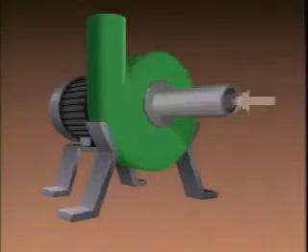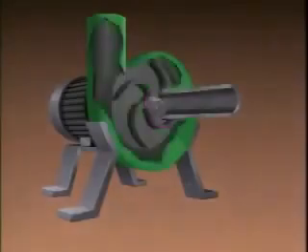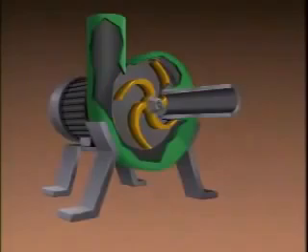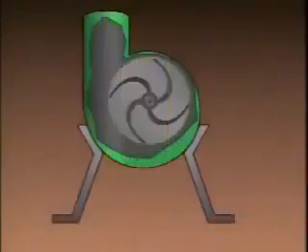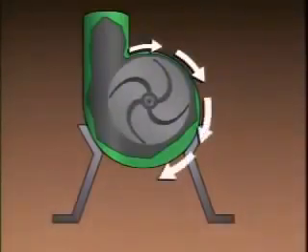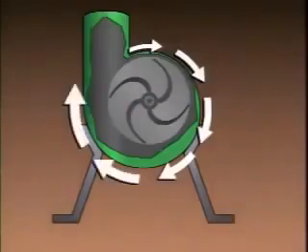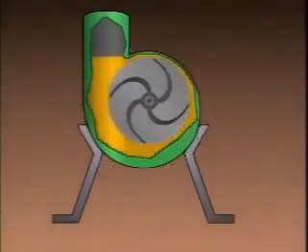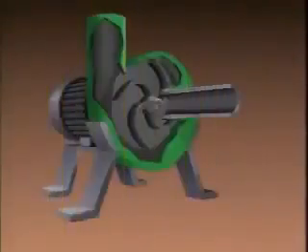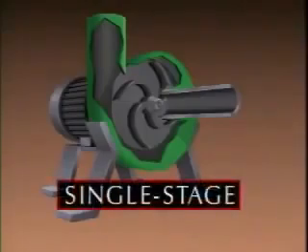All centrifugal pumps have an inlet, a casing, and an outlet. Inside the pump's casing is an impeller. It has a series of curved vanes that extend out from its center. The pump's casing is designed so that the area around the impeller creates a gradually widening spiral channel. This widening channel is known as the volute. Since this pump has only one impeller and one volute, it is referred to as a single-stage pump.